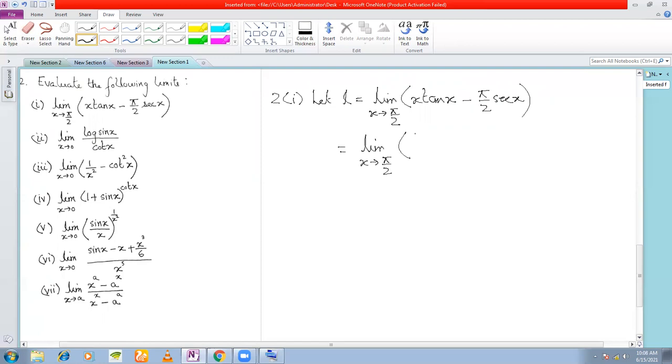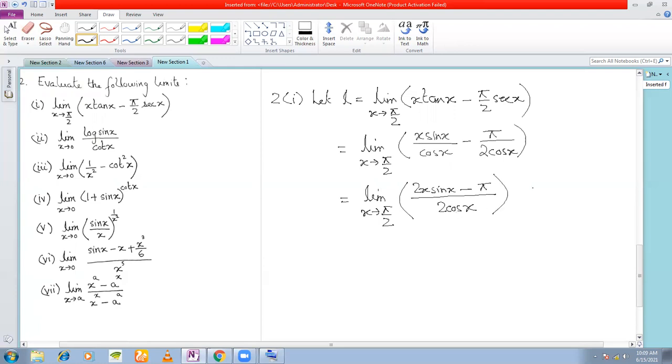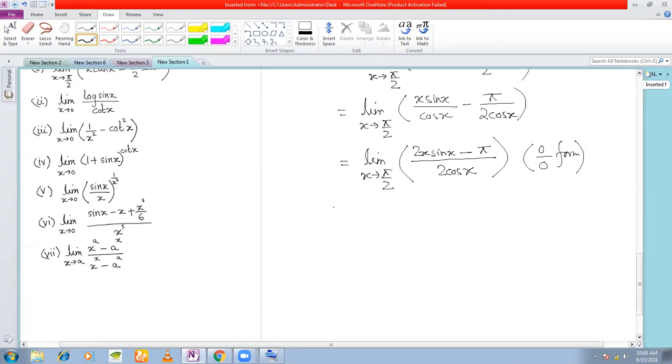So you write this as x sin x by cos x minus pi by 2 cos x. Okay, so now you take the LCM. Get 2x sin x minus pi, which is a 0 by 0 form. Right. So now you start differentiating.